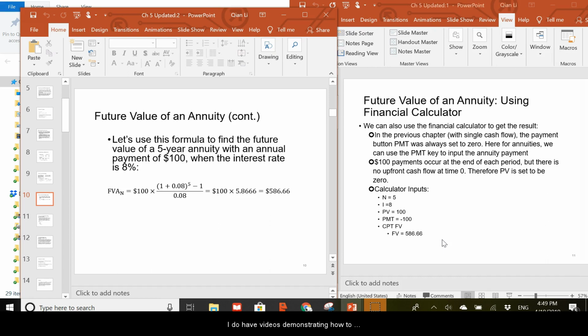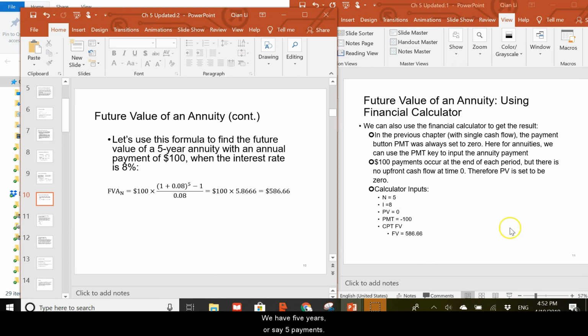We can also try to use the financial calculator. I do have videos demonstrating how to calculate the present value and future value of an annuity using your financial calculator. You may want to pause here and check out those videos first, and then come back here and try to practice with this example.